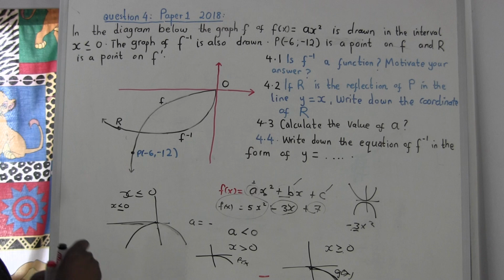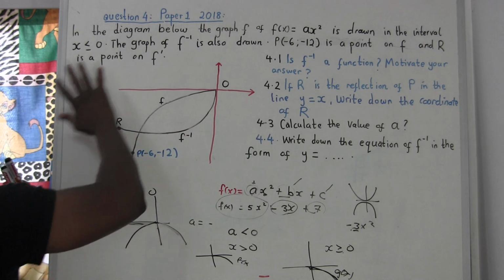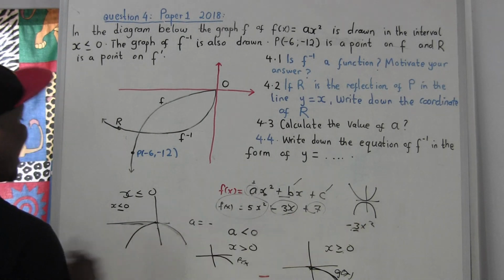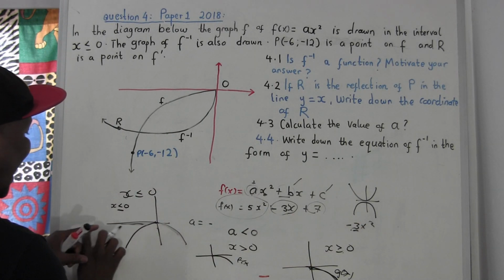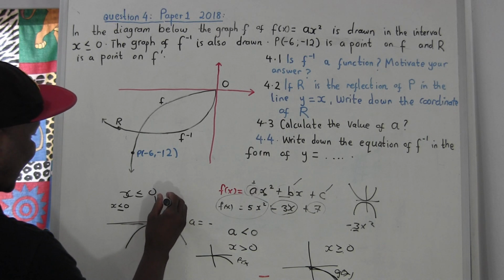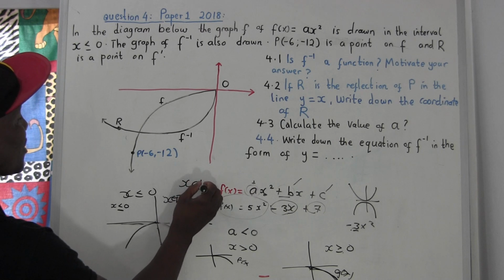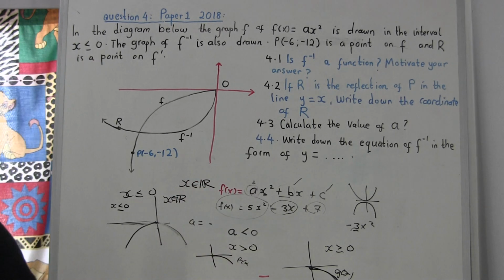So it was drawn on an interval of x less than 0, on the left, not everywhere. If it was everywhere, then we could have said x is an element of the real numbers. But for this case, they did not give that.